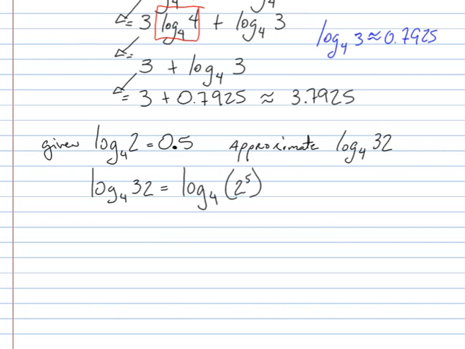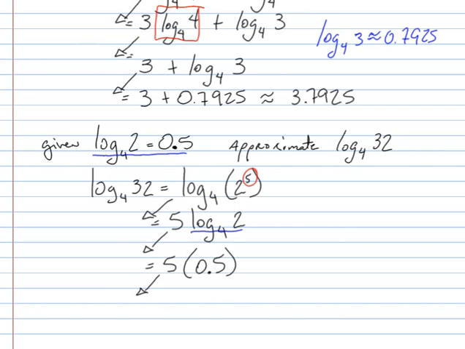My exponent here can come out front of my log now. That becomes 5 log base 4 of 2. This right here is what I was given right here. So I now have 5 times 0.5, and then half of 5 would be 2.5.